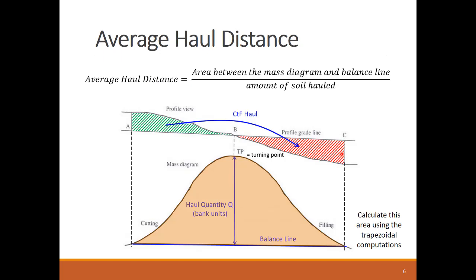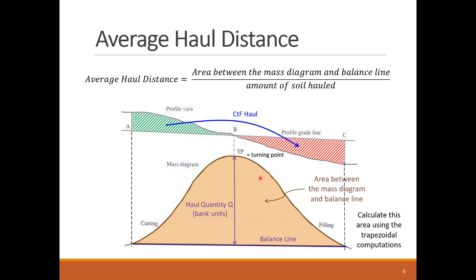So the average haul distance of a balanced CTF zone is calculated by dividing the mass diagram area by the haul quantity related to the CTF zone. The mass diagram area is the area contained within the diagram by the balance line, or balance lines if we are dealing with compound balanced zones. The haul quantity or total yardage is the mass coordinate contained between the mass diagram and the balance lines.